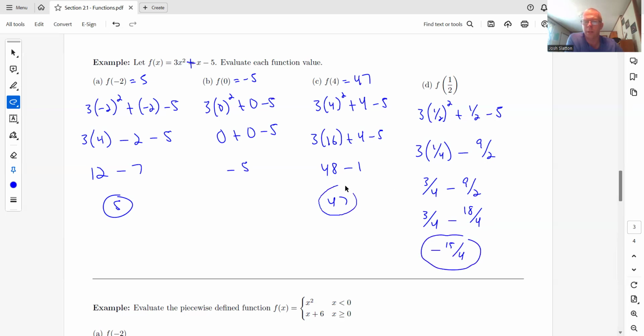Of course, you can get a scientific calculator, but I mean, you should be able to add and subtract fractions, no problem.